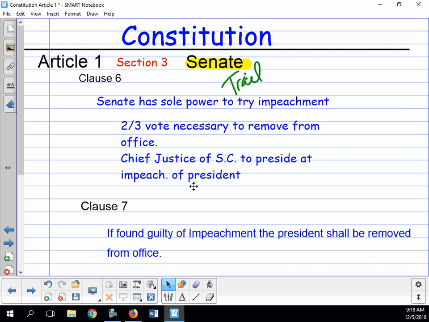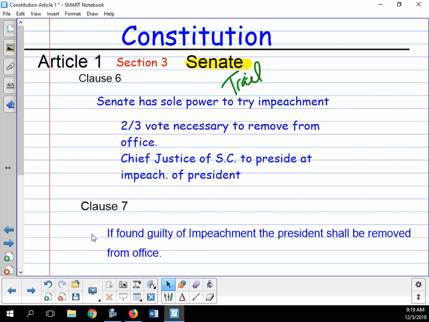Okay, so after they've had this trial, if two-thirds of the Senate agree that this person should be removed from office, then they are guilty of impeachment. Just remember that the Chief Justice only presides if the president is being impeached, and that there has to be a majority of two-thirds of the Senate in order for anyone to be removed from office.